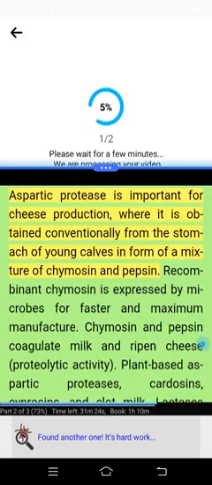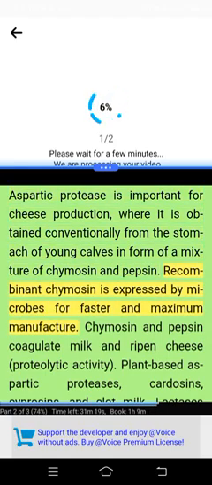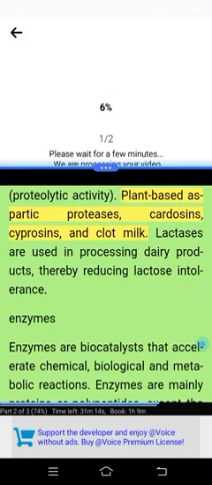Dairy industry. Aspartic protease is important for cheese production, where it is obtained conventionally from the stomach of young calves in the form of a mixture of chymosin and pepsin. Recombinant chymosin is expressed by microbes for faster and maximum manufacture. Chymosin and pepsin coagulate milk and ripen cheese. Proteolytic activity. Plant-based aspartic proteases, cardosins, and cyprosins, clot milk. Lactases are used in processing dairy products, thereby reducing lactose intolerance.